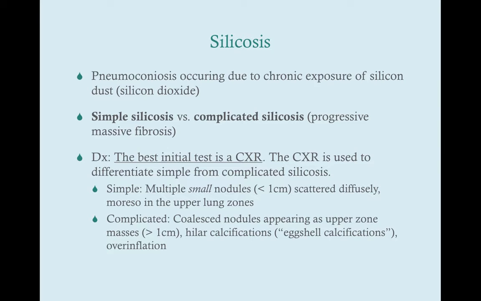You can also see hilar calcifications, which is characteristic of silicosis, but the lack of hilar calcifications does not rule out silicosis. When you get hilar calcifications in silicosis, they tend to look like eggshells, so they call it eggshell calcifications. And then you can also get overinflation of the lungs.